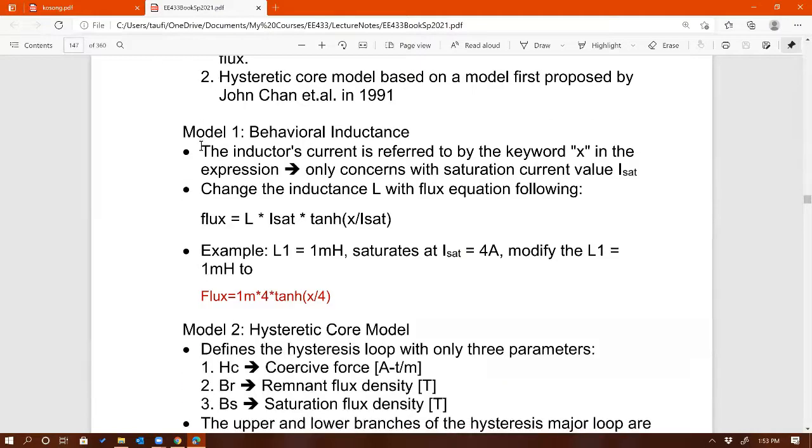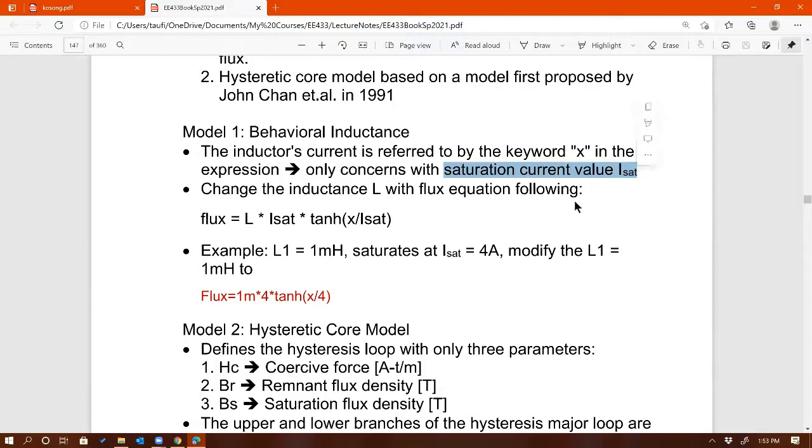Model one, let's go over the first model, behavioral inductance. The inductor current is referred to by the keyword X. So the letter X, if you put it into the L value, then LTspice will take it as the current through the inductor. So the keyword X in the expression refers to the inductor current. It only concerns the saturation current value I set. That's what the model is, right? Only concerned with saturation current, nothing else.